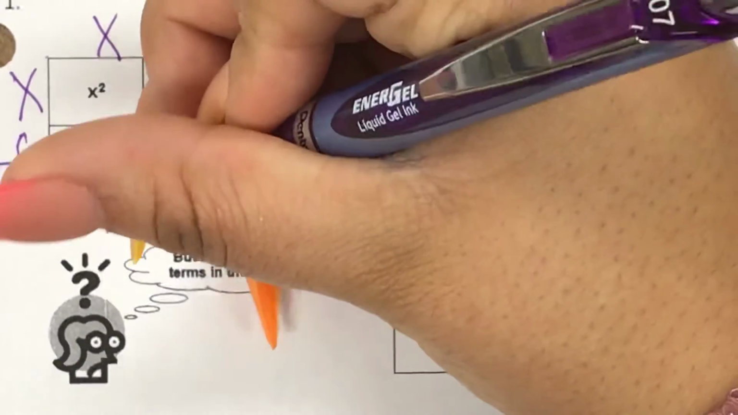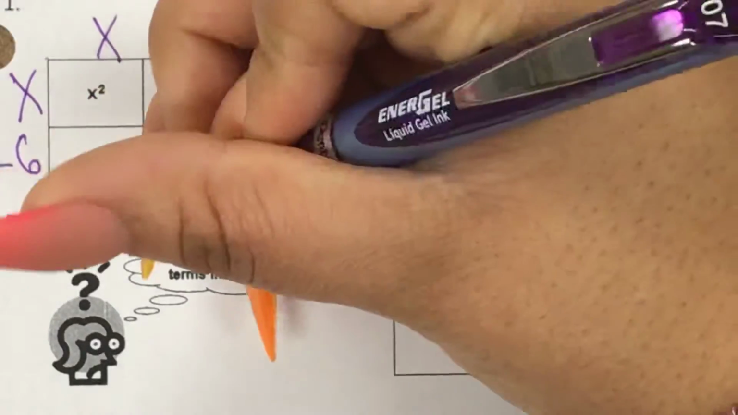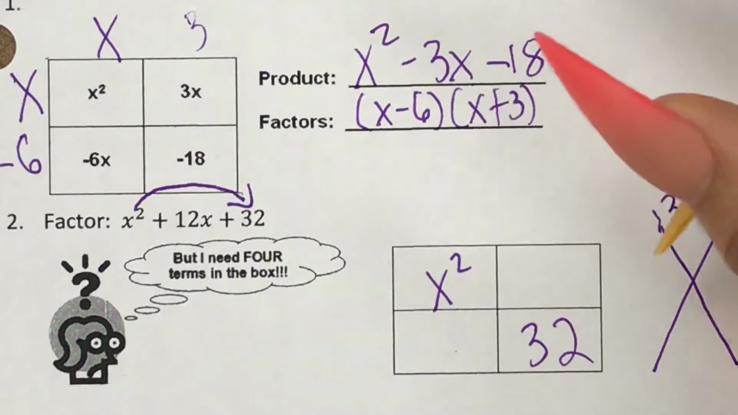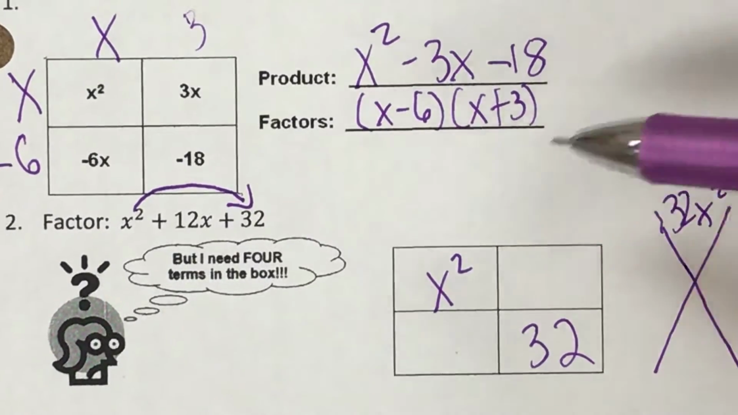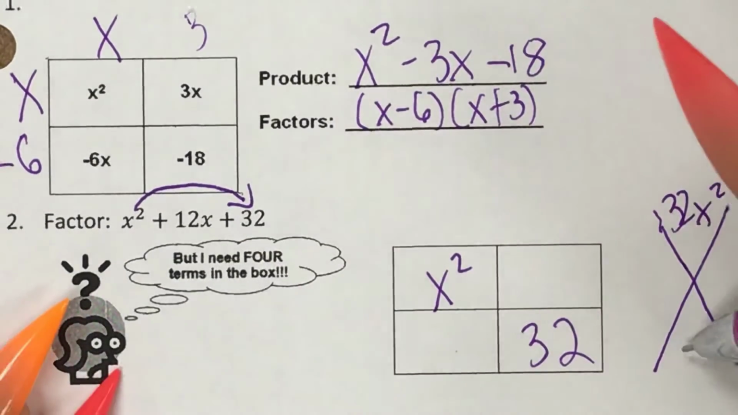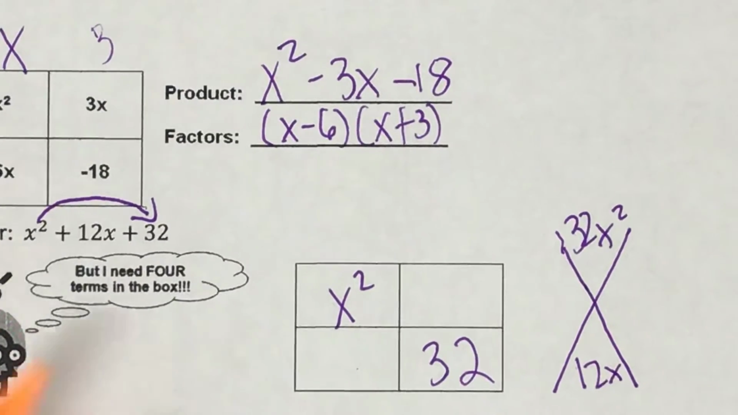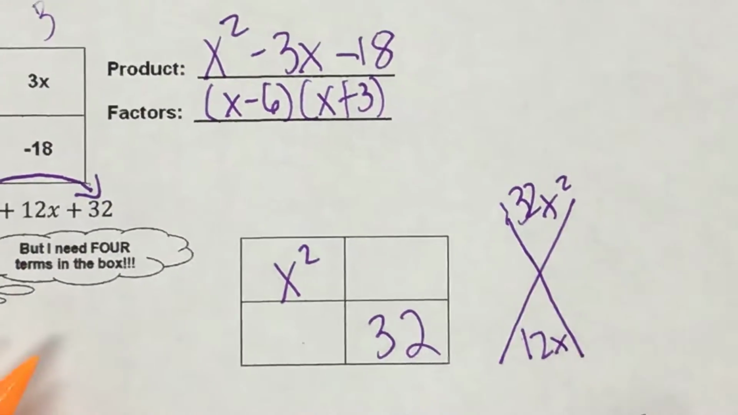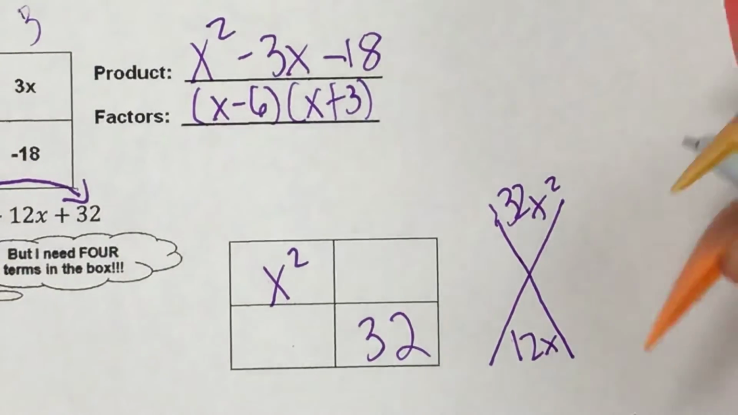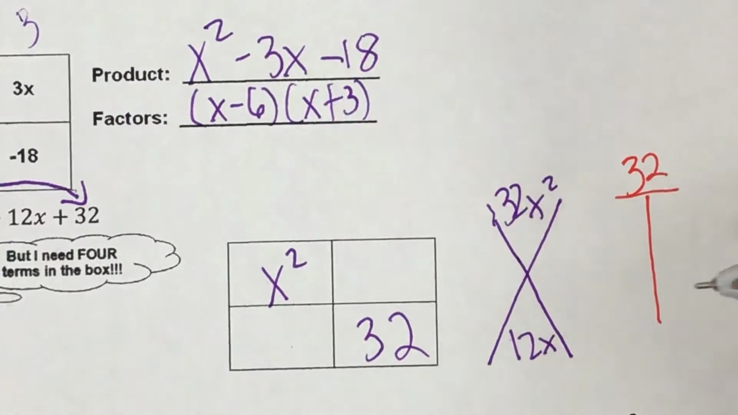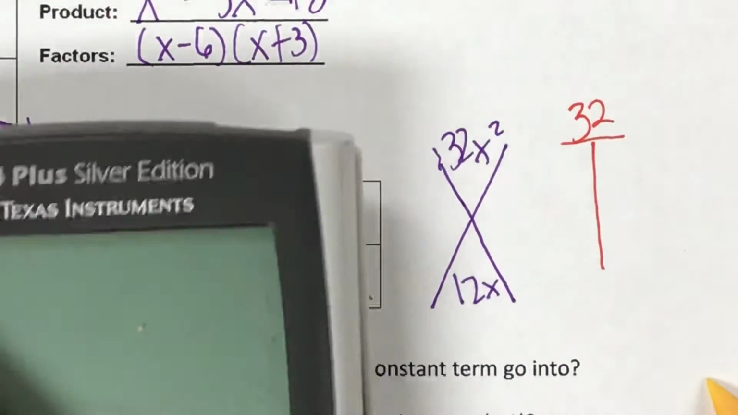So I'm going to multiply the first and the last term. X squared times 32 gives you 32x squared. And the middle term goes at the bottom, 12x. So I'm going to see what multiplies to get 32x squared and adds to get 12x. So I need the factors of 32. Okay, so let's find all the factors of 32.